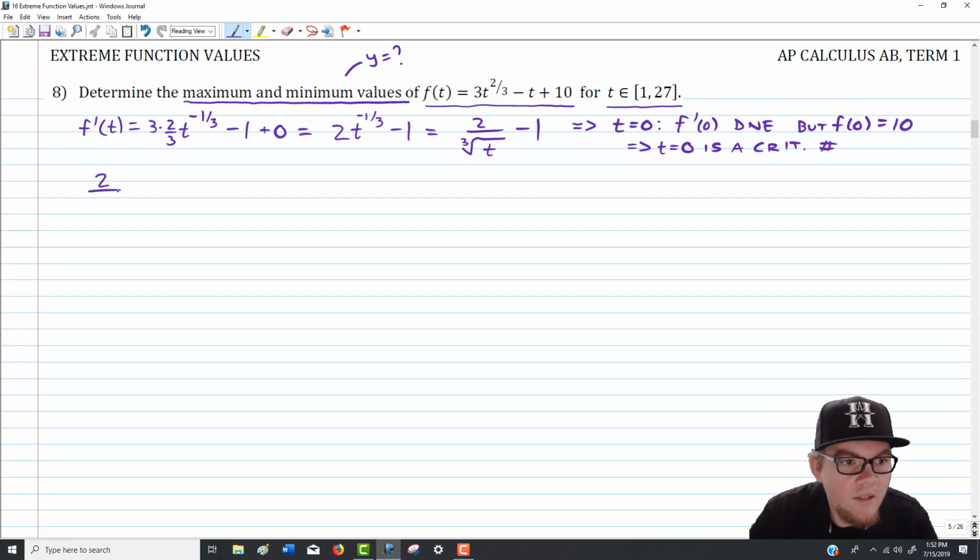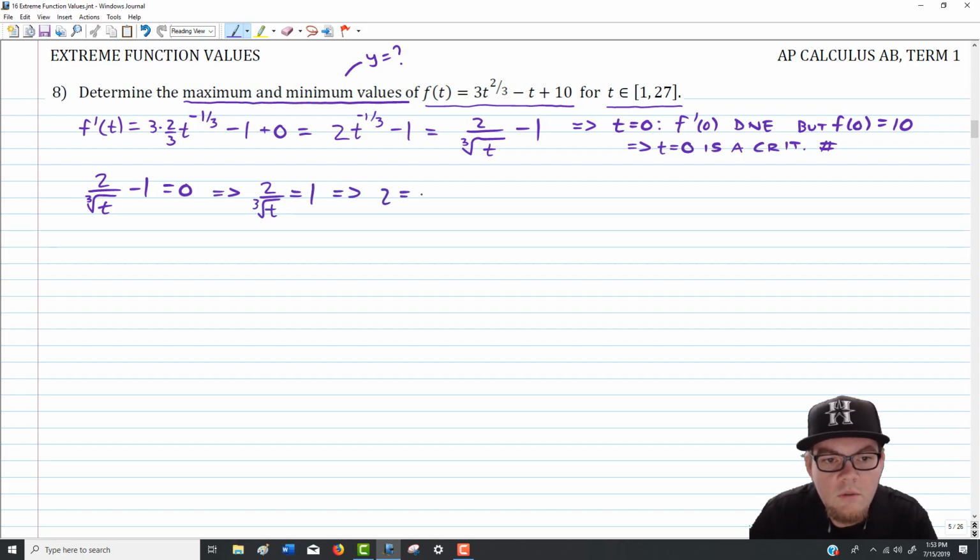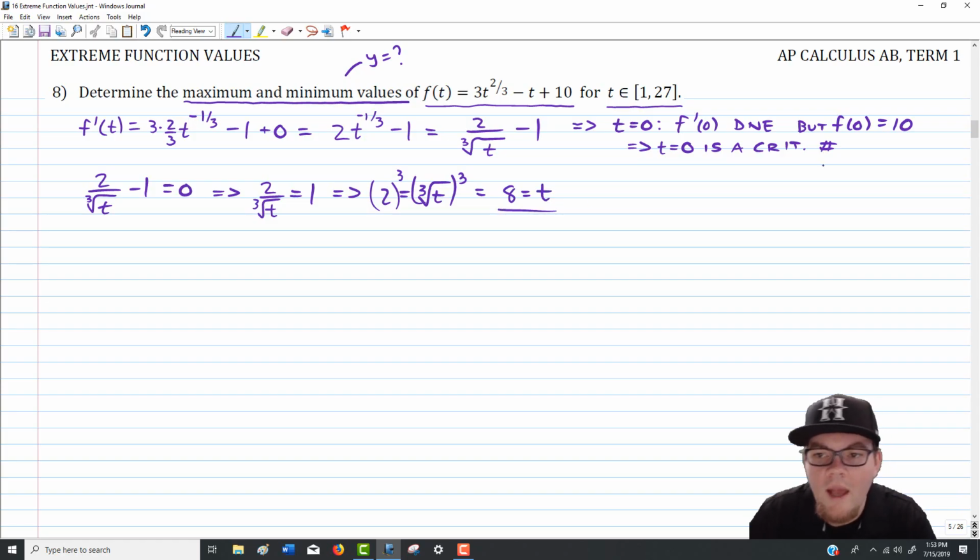So to find the other, we need to know when does 2 over cube root of t minus 1 equal 0. Well, solving this equation around, we get 2 over cube root of t equals 1. That's going to mean 2 equals the cube root of t. And then I think it's simple enough to just cube both sides at this point, and we get 8 equals t.